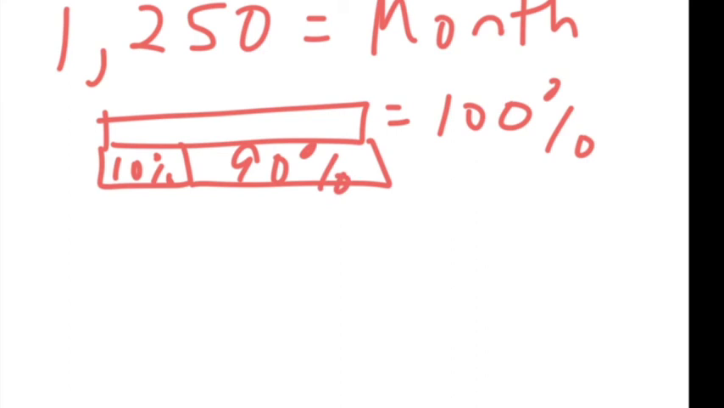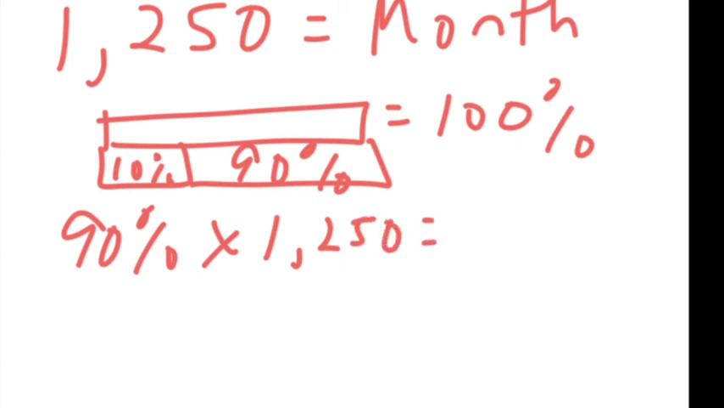Now you could multiply by 10% too and subtract it from there, but I'm going to just multiply by 90%. So I'm going to take 90% times 1,250. This is going to tell us how much is the remainder that he has. So when I multiply 0.9 times 1,250, you're going to get $1,125 he has left each month after the food, because this is what he has as a remainder. So he has now $1,125 left each month.